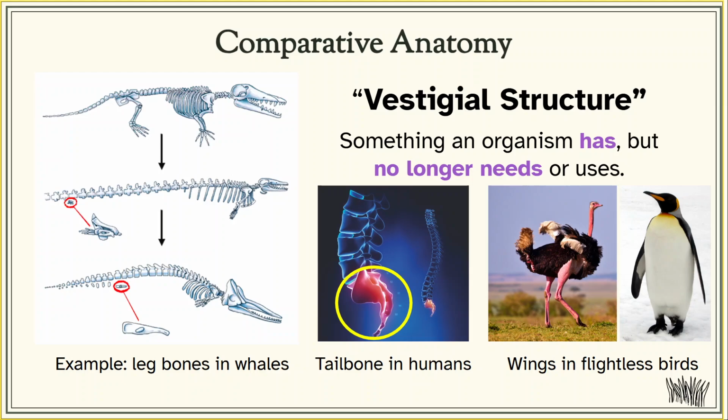Another example is wings on flightless birds. Penguins have wings, and ostriches have wings, but they can't fly. They came from an organism, a bird that could fly. They no longer need those wings, but they still have them, just in case. It's a vestigial structure.